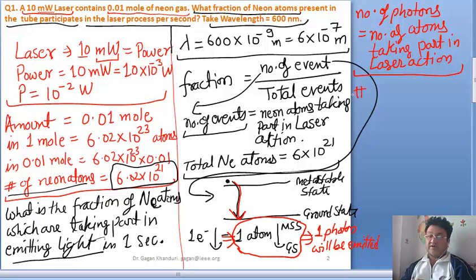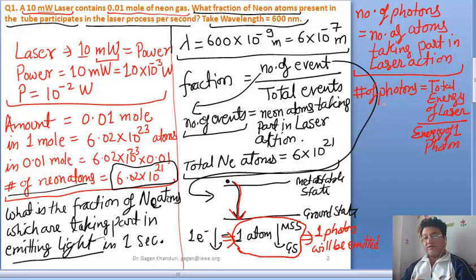So the problem now has come to finding the number of photons that were being emitted. So how do you find the number of photons? The number of photons can be found from this formula: total energy of laser divided by energy of one photon, right? So if there are 100 joules of energy or 100 electron volts of energy, and one photon has 1 electron volt of energy, then how many photons are there? Obviously 100, right? So I am just using this formula.